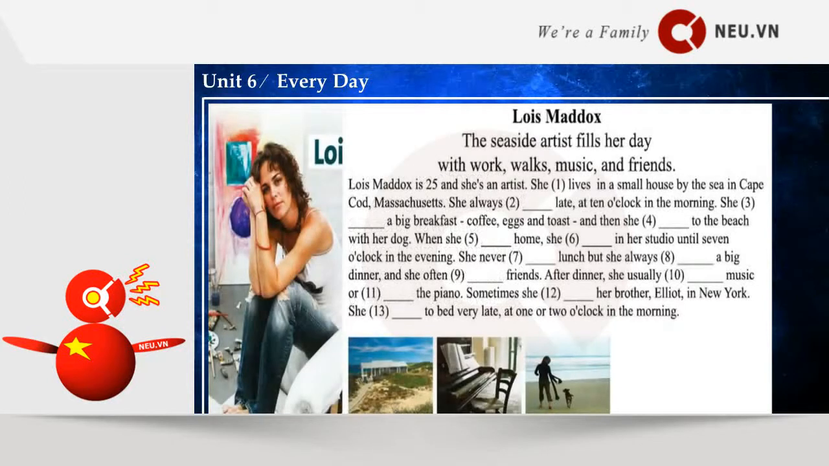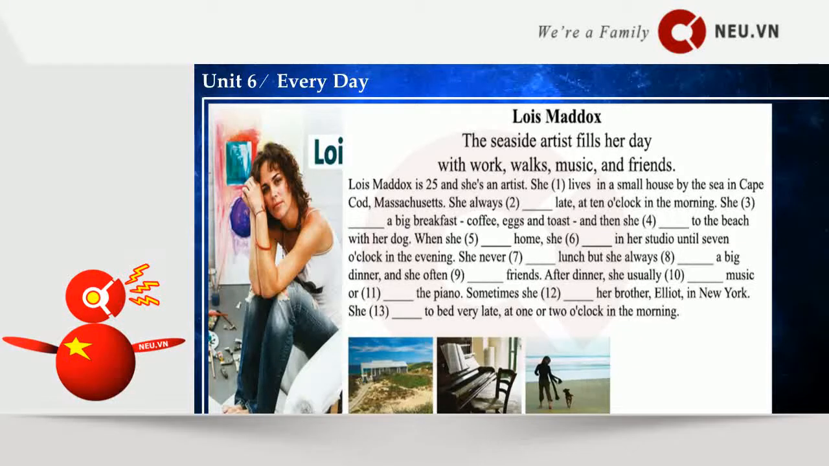Tape script 6.11. Lois's day. Lois Maddox. The seaside artist fills her day with work, walks, music and friends. Lois Maddox is 25 and she's an artist. She lives in a small house by the sea in Cape Cod, Massachusetts. She always gets up late, at 10 o'clock in the morning.